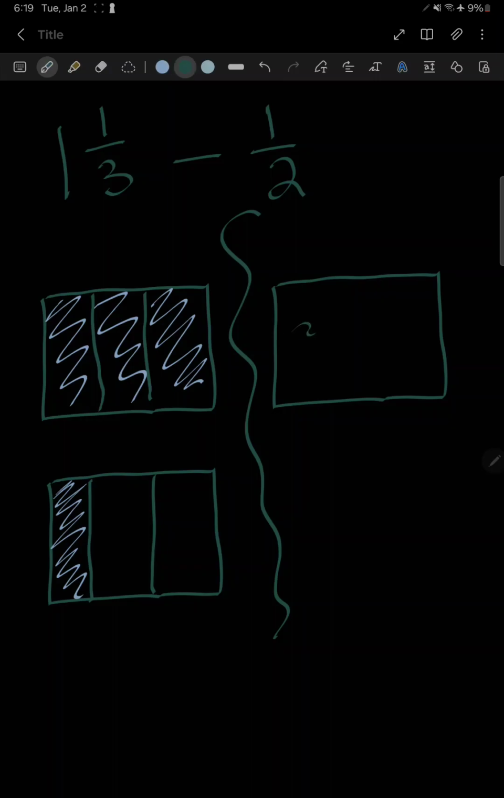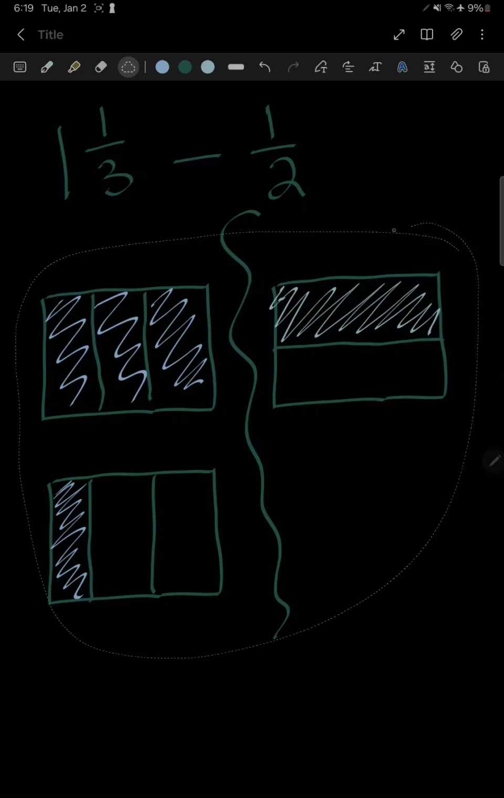Then over here, I'm going to go ahead and do my half, and always remember you got to do it sideways. Okay, so here I've shaded in 1/2. So I have 1 1/3, and I need to take away 1/2 from it. So let's go ahead and turn these into equivalent fractions so that we can easily do that.